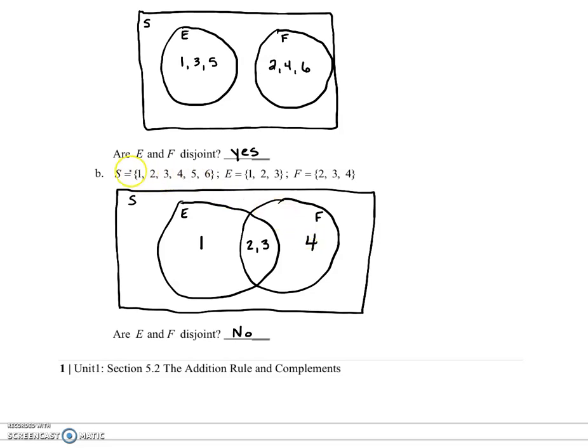Now, you might say, well, S also had a 5 and 6 in it, so what do we do with those? Well, since they're not in either event, we just put them out here in S. So in this case, E and F are not disjoint because they have outcomes in common. That's the 2 and the 3.